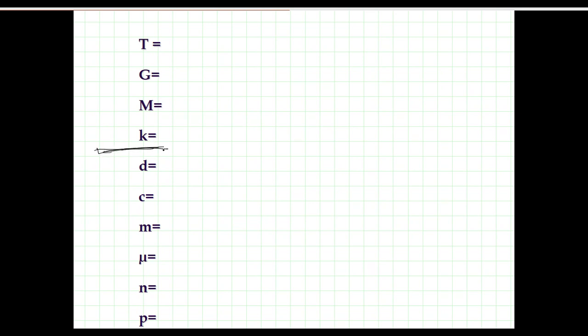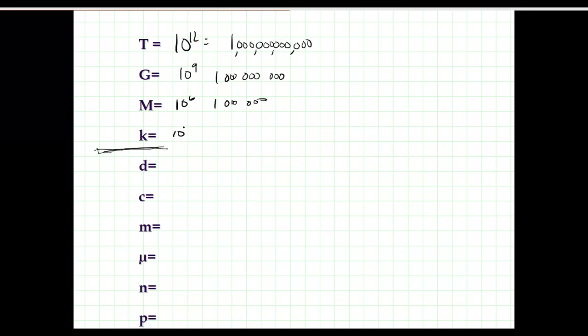These guys, though, we've got to know. So TGMK, these are the big ones. T is tera, G is giga, M is mega, K is kilo. Tera is 10 to the 12th, which is 1 and 12 zeros. That's 1 trillion. G is giga, that's 10 to the 9, or 1 billion. M is mega, 10 to the 6, or 1 million. K is kilo, 10 to the 3, a measly thousand.